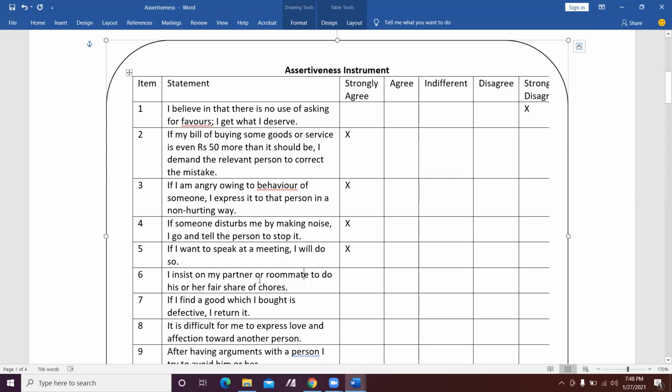I insist on my partner or roommate to do his or her fair share of chores. Chores, right?